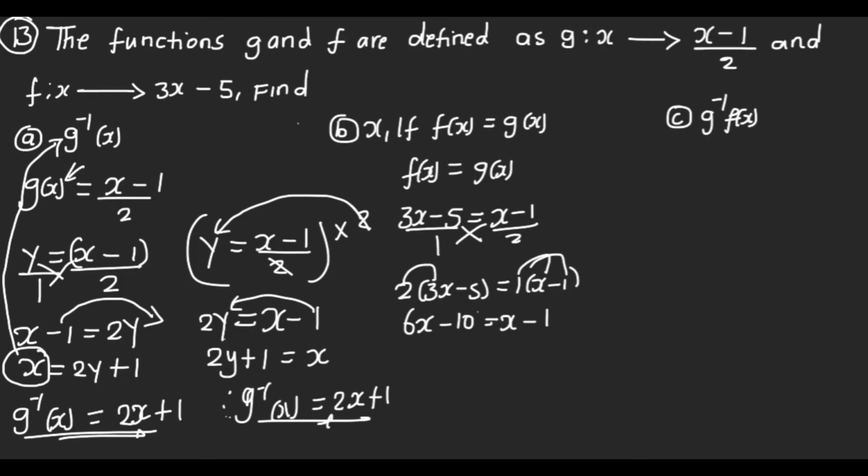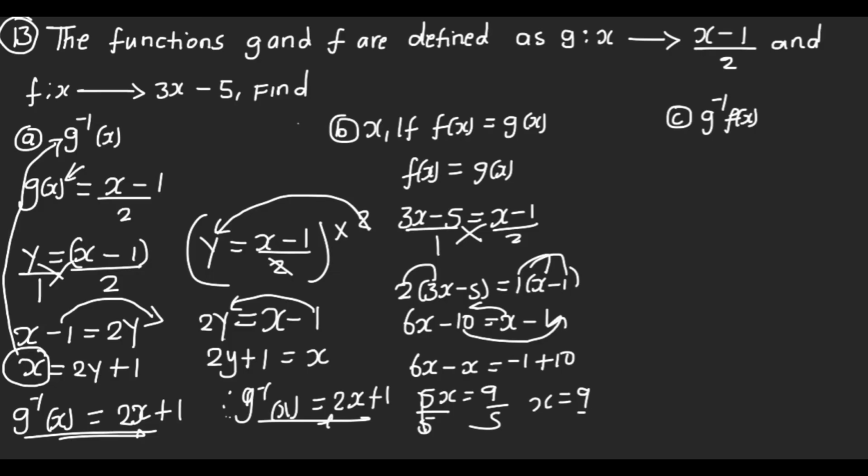Then we can collect the like terms, so the x will come here, then negative 10 will shift to this side, giving us 6x minus x. Then we have negative 1. This negative 10 will change to positive 10. So 6x minus x is just 5x. Then minus 1 plus 10 will give us 9. We divide by 5, also by 5. Therefore, x is equal to 9 over 5, or 5 into 9 is 1, remainder 4 over 5.